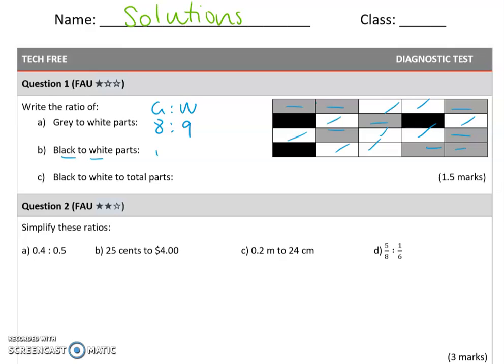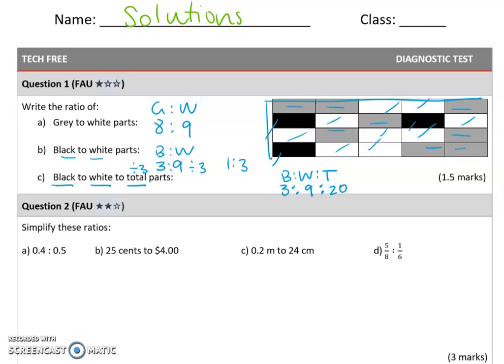Black to white, show it using initials. Black to white, counting up 1, 2, 3 black, and white we know is 9. We can divide both sides by 3 to simplify that ratio. 1 is to 3. Black to white to total. We know that black is 3, white is 9, and total we've got 4 lots of 5, which is 20. No common factors to reduce that.